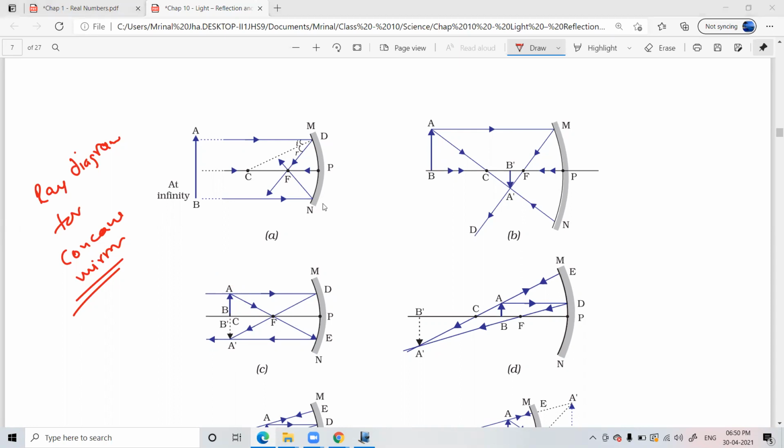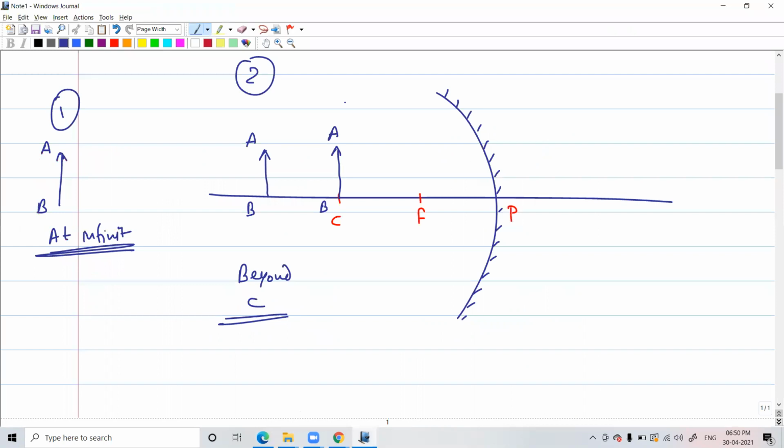So that makes our third case. That is, object is at C. So now you would have understood the pattern. We were at infinity, then somewhere between infinity and C, then at C. What will be the next place?